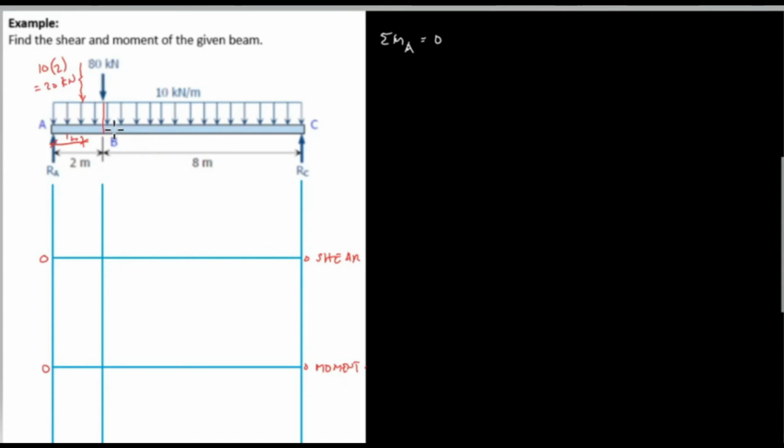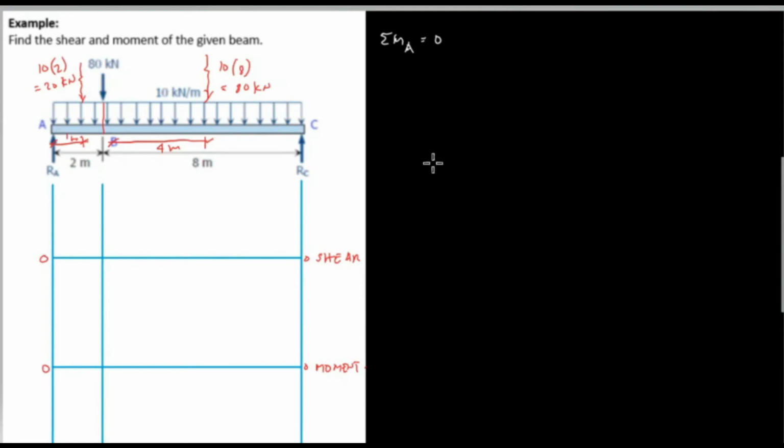We have also B to C, and from B to C, we have 8 meters length and a uniform load of 10 kilonewton per meter. We get the resultant of BC of the uniform load, and we should designate it like this. And this is equivalent to 10 kilonewton per meter multiplied by the total length of BC, which is 8 meters, or the resultant of BC is equal to 80 kilonewton. And the distance is also halfway of BC, which is half of 8 meters or 4 meters.